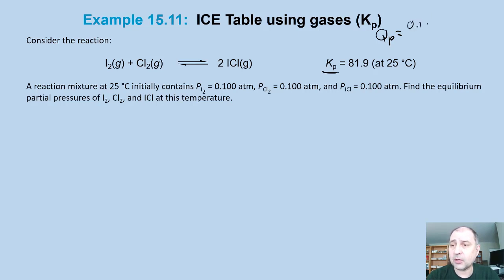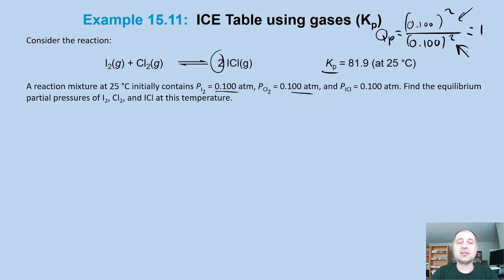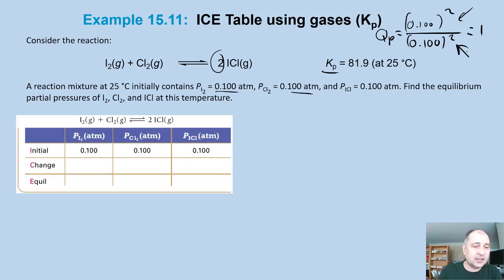So we have 0.1 ATM squared, right? We have 2 moles of the product divided by 0.100 times 0.100, because both of those concentrations of the reactants are the same. And so this is going to be 1, which means the equilibrium is going to shift to the right. This is products over reactants. 81 is larger too, so we need to increase the products and decrease the reactants. So that's how you also can think about which way the equilibrium will shift. This makes it a little easier.